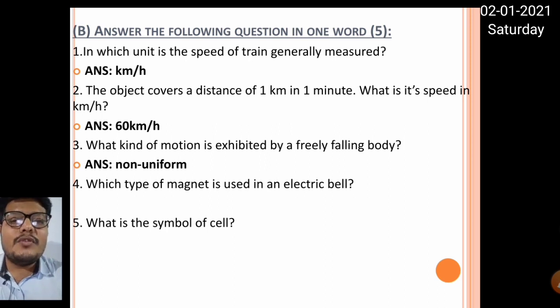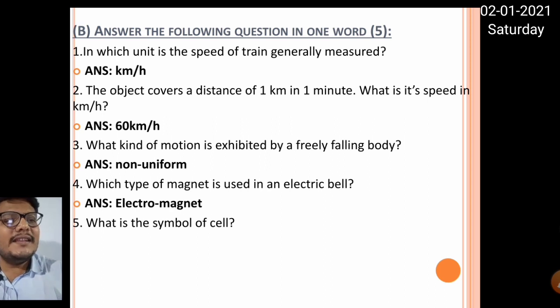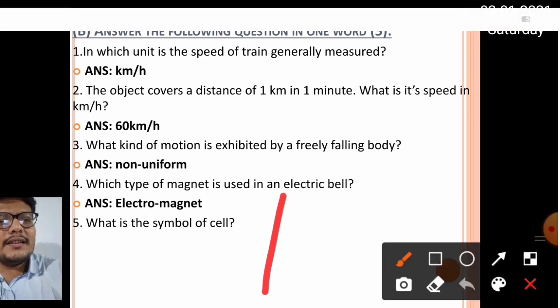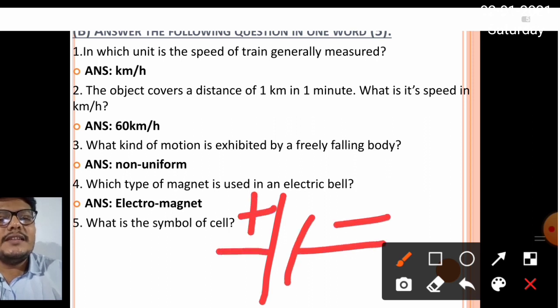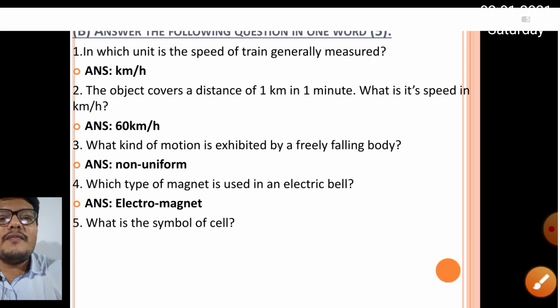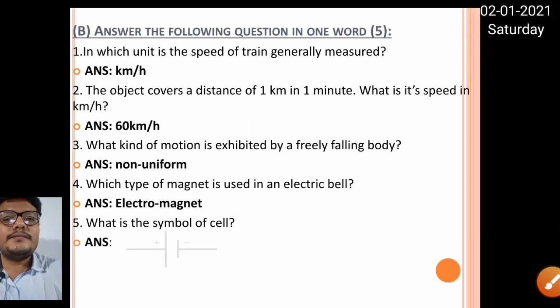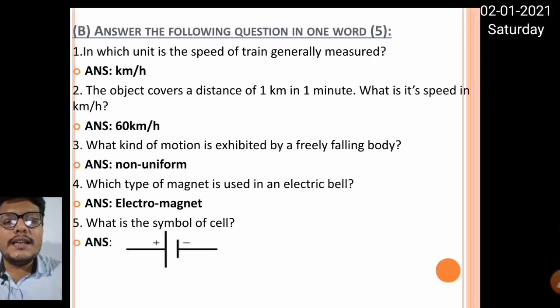Okay, number 4, which type of magnet is used in an electric bell? So that is electromagnet. Number 5, what is the symbol of cell? Easily, one line like here, one is negative, the other one is positive. So this is the symbol of cell. See here, this is how we draw the symbol of cell.